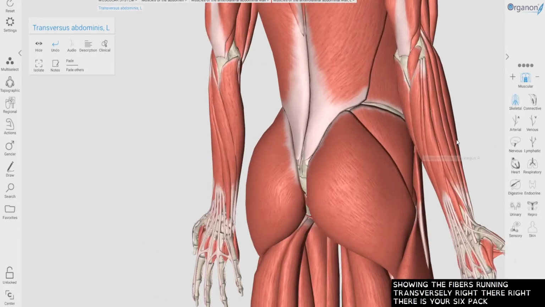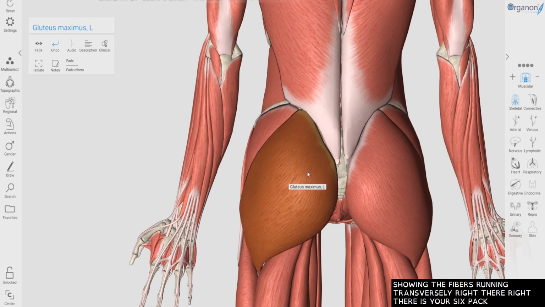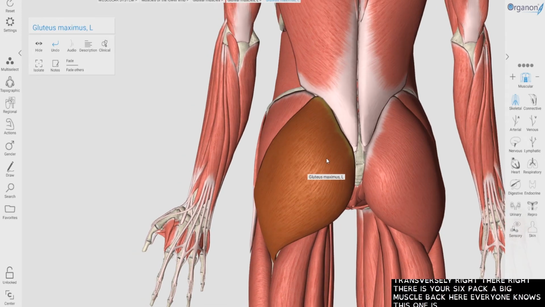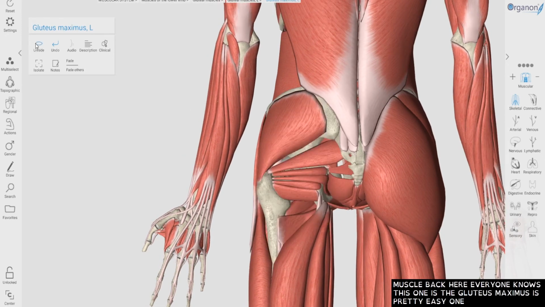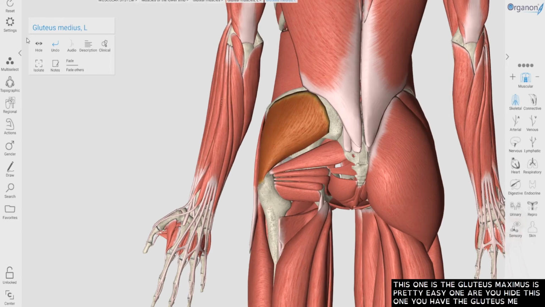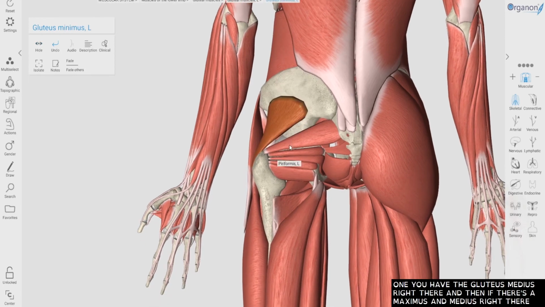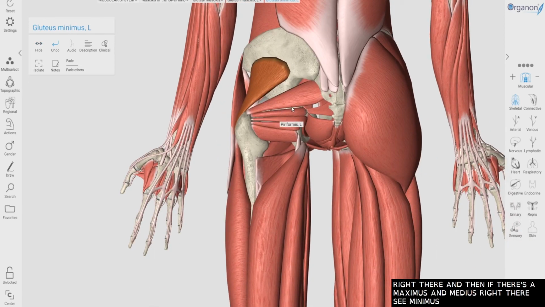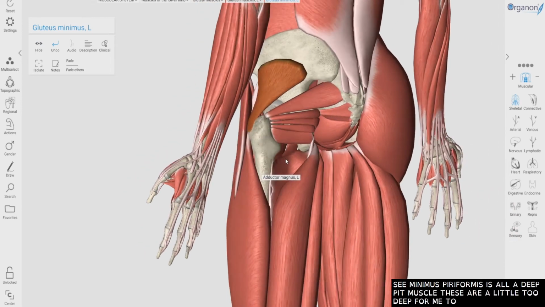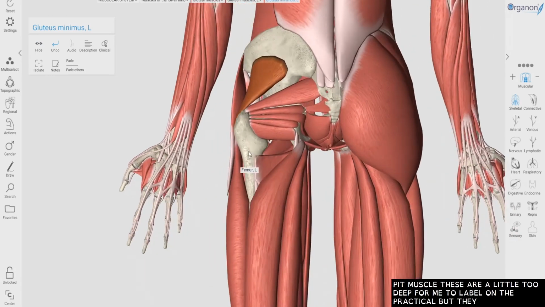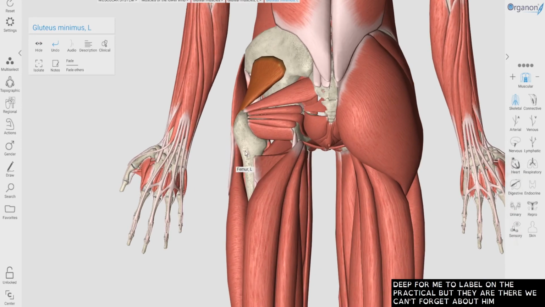Moving down here, so the big muscle back here, everyone knows this one is the gluteus maximus. It's a pretty easy one. You hide this one, you have the gluteus medius right there, and then if there's a maximus, a medius right there is the minimus. Piriformis is all deep hip muscle. These are a little too deep for me to label on the practical, but they are there. You can't forget about them.